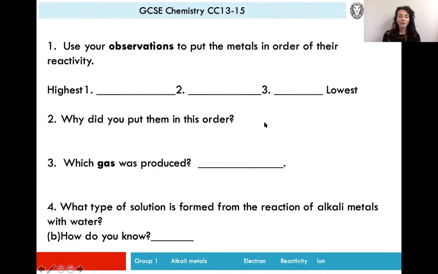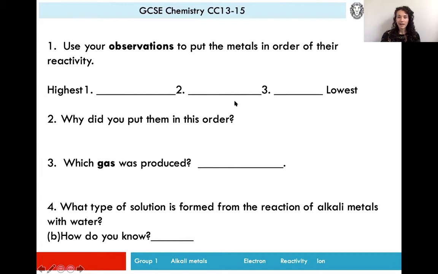Okay, what I'd like you to do now is use your observations just to answer these 4 questions. All right, so firstly, use your observations to put the metals in order of their reactivity. So which one had the quickest reaction? Yeah, it was potassium. So potassium would be the highest reactivity.